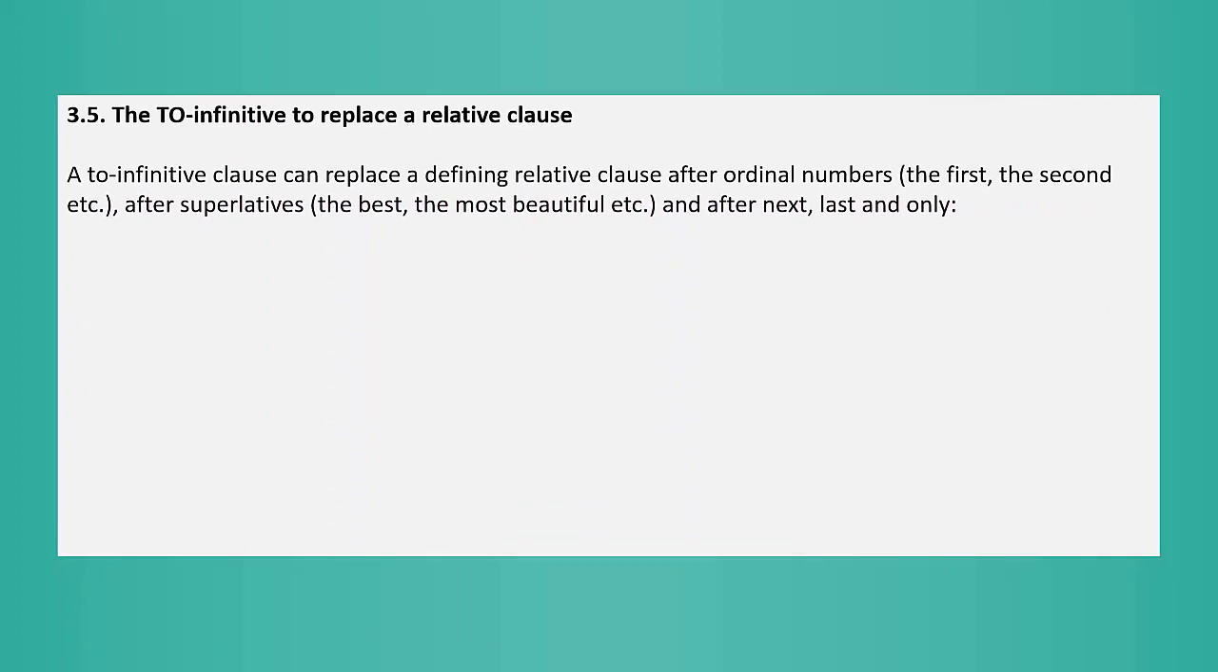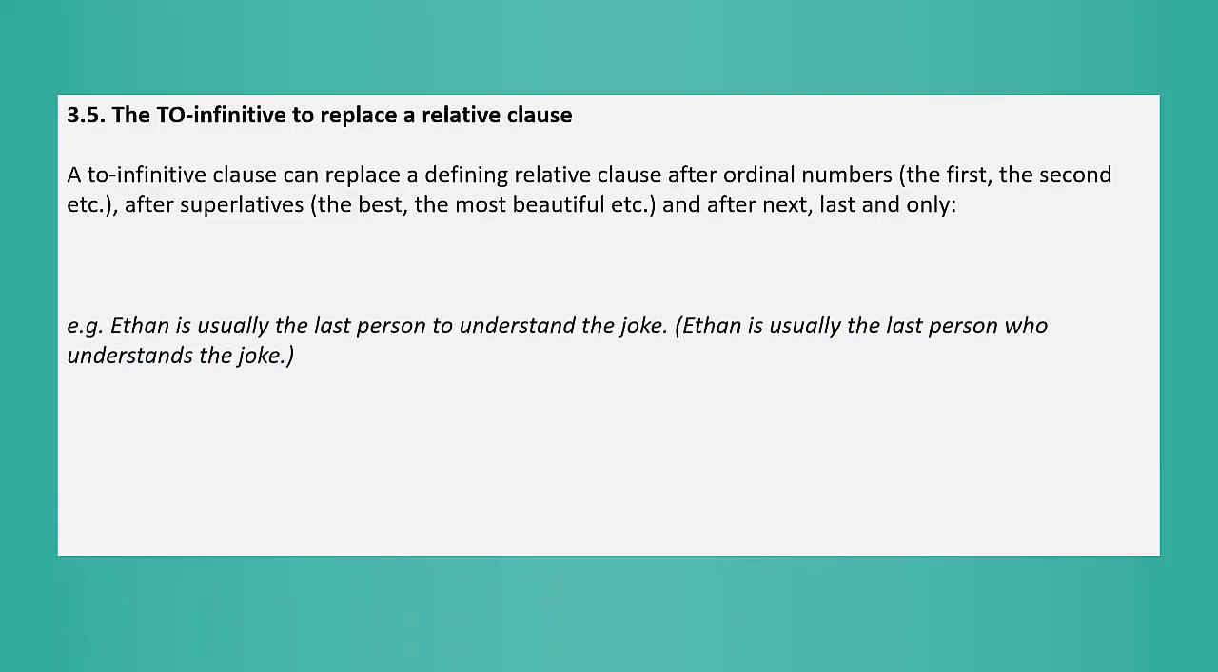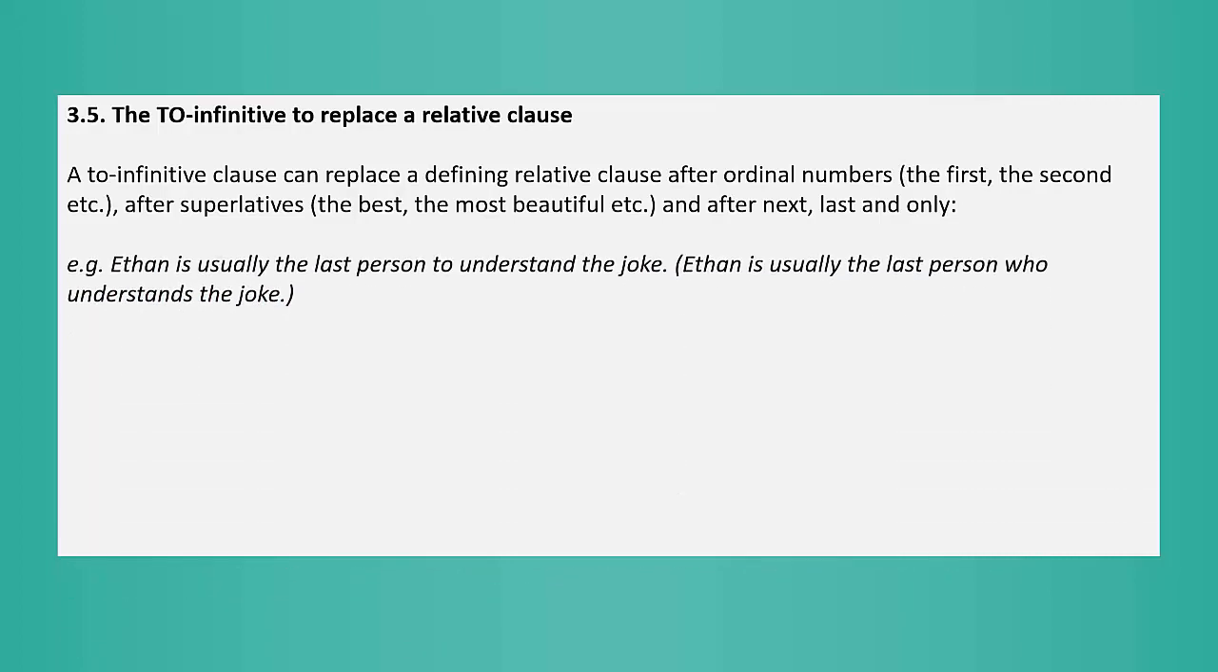Now we come to the very last part of the presentation, the to-infinitive to replace a relative clause. Remember that a to-infinitive clause can replace a defining relative clause after ordinal numbers like the first, the second, the third, etc. and after superlatives like the best, the most beautiful, etc. and after the next, the last, the only. For example, we have Ethan is usually the last person to understand the joke, or Ethan is usually the last person who understands the joke.